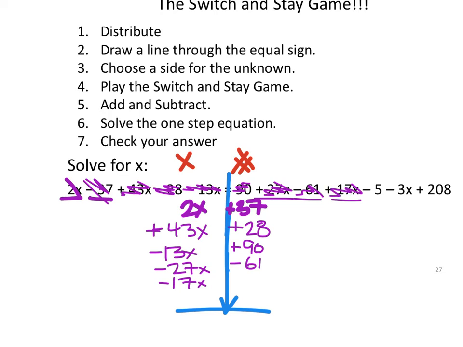So I used it up. And then negative 5 is going to stay negative 5. And this negative 3x is going to switch. It's going to cross the line, so I'm going to change that sign into a positive 3x. And then finally 208 stays positive 208. That is the switch and stay game.